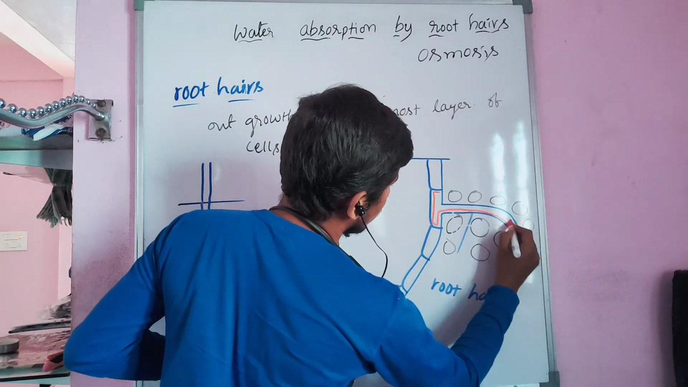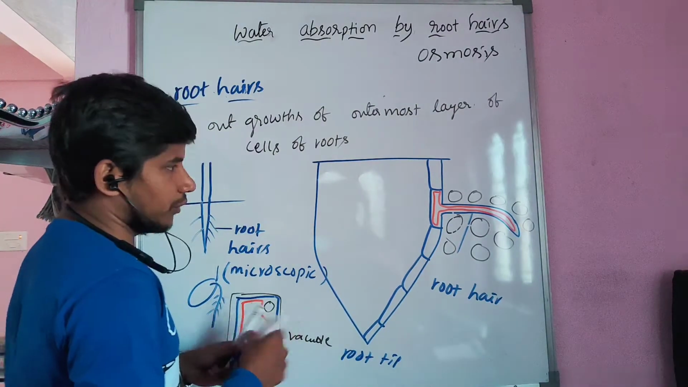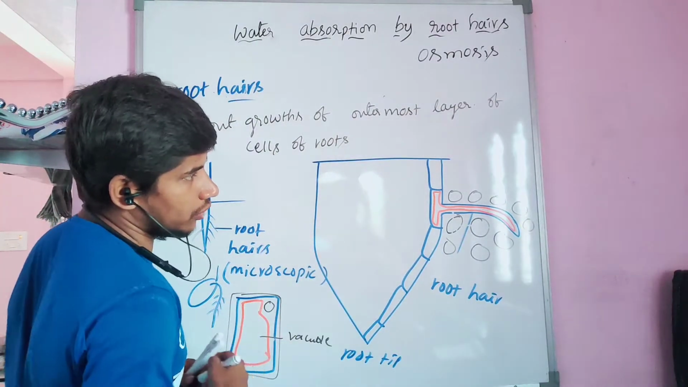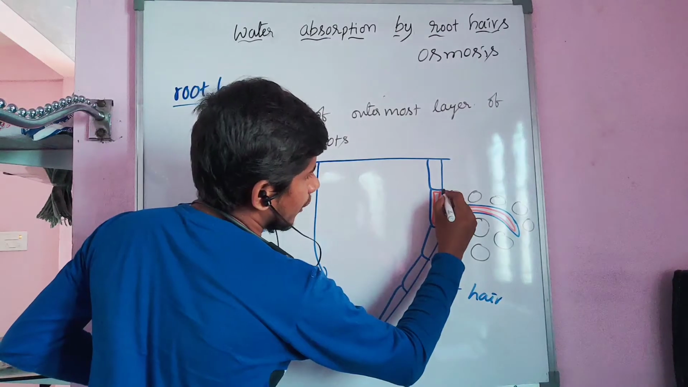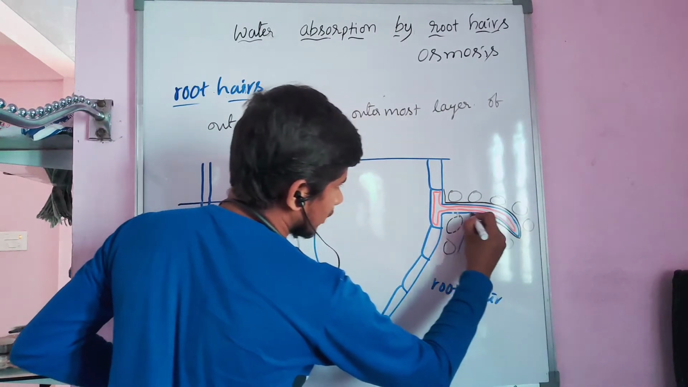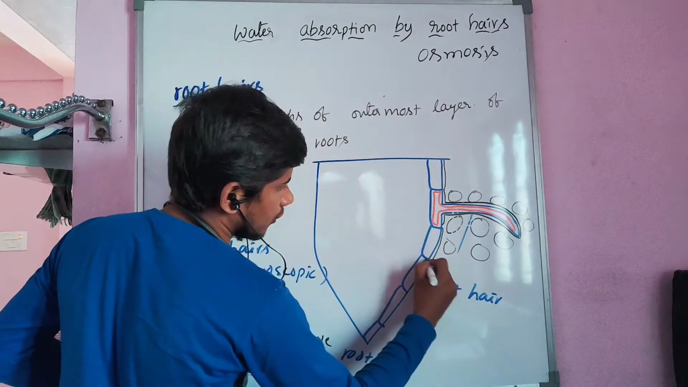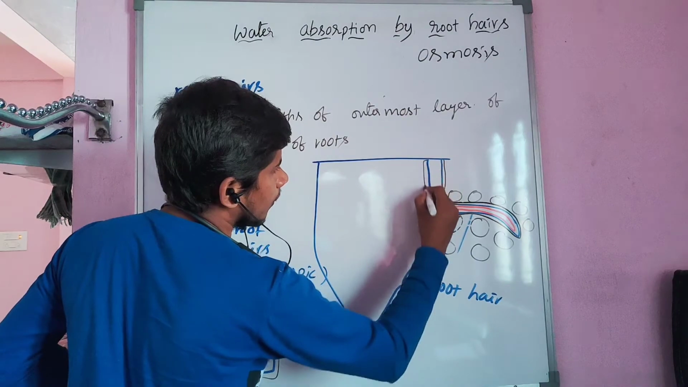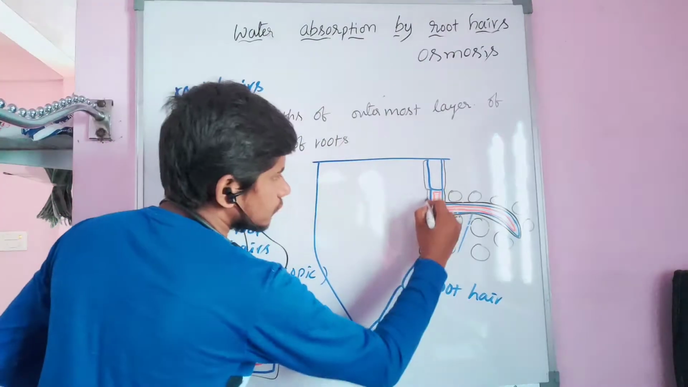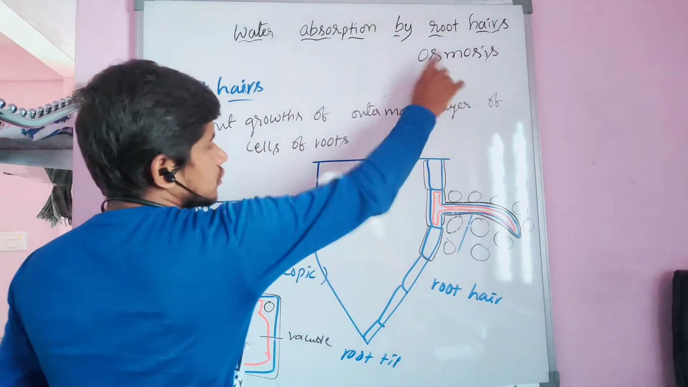The blue color simply indicates the cell membrane for our understanding, and the outermost layer is the cell wall. Plant cells have an extra layer, the cell wall. So this is the cell wall of each cell. Now coming to how the water is absorbed. The water is absorbed by the process of osmosis.